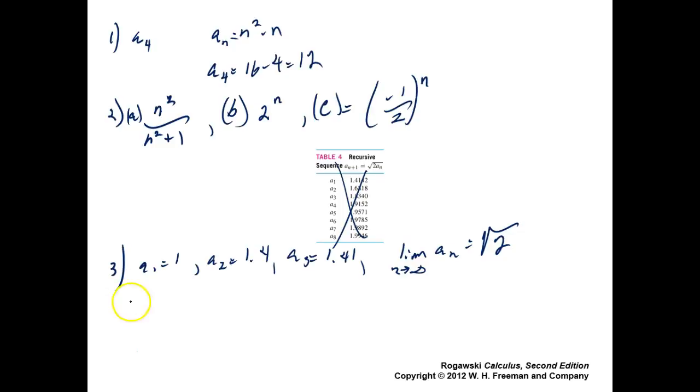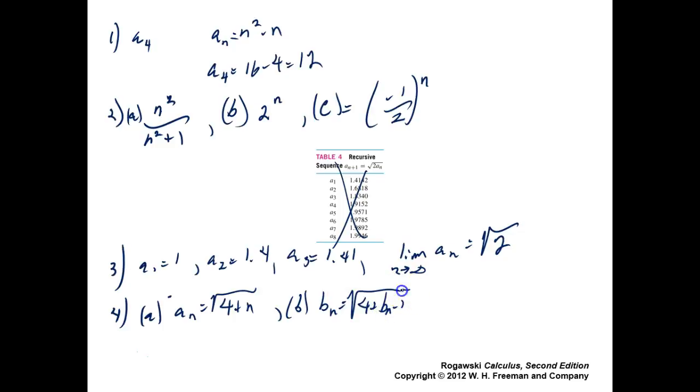Number 4. Which of the following sequences is defined recursively? A: a sub n is equal to the square root of 4 plus n. Or B: b sub n is equal to the square root of 4 plus b sub n minus 1. Which of those is defined recursively, A or B?